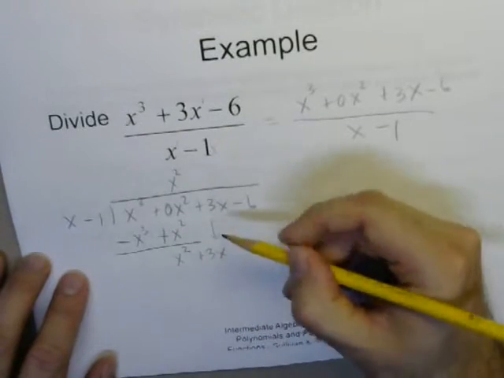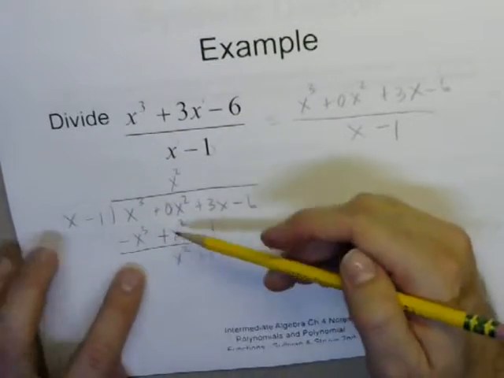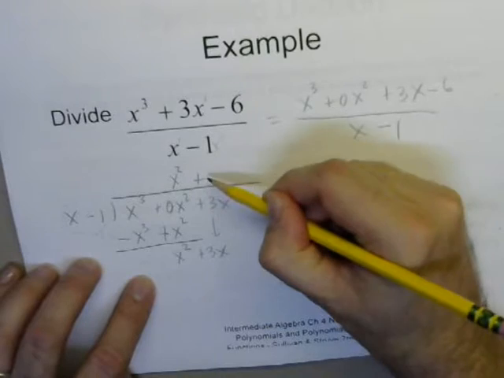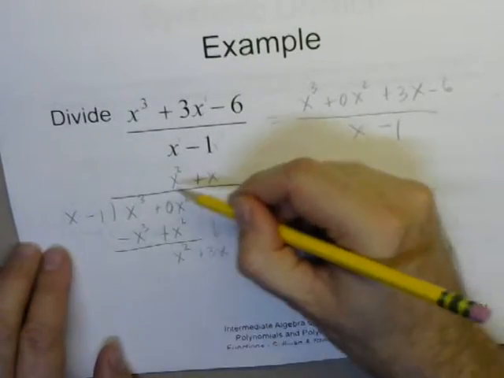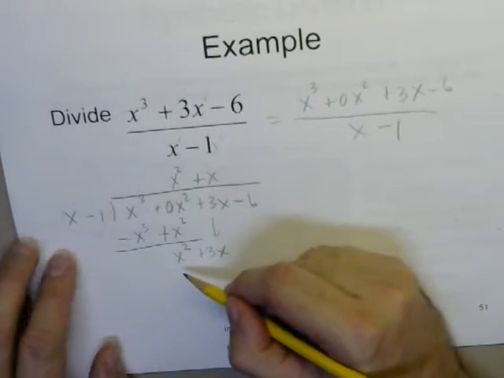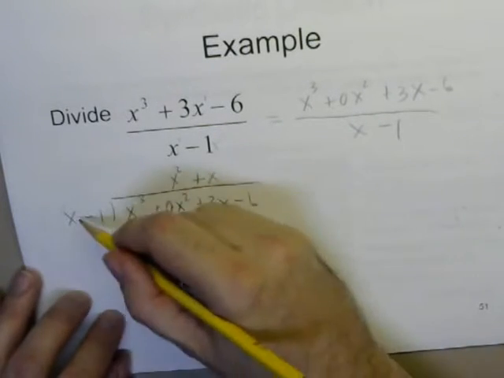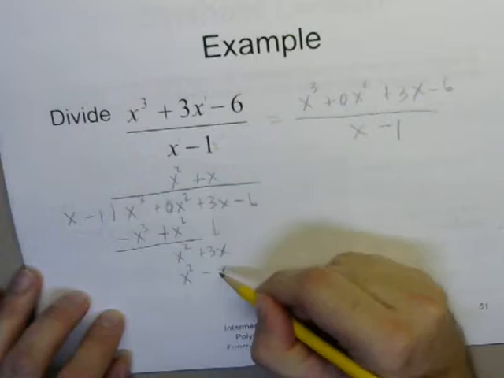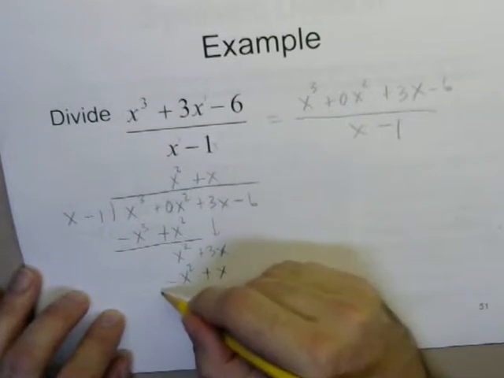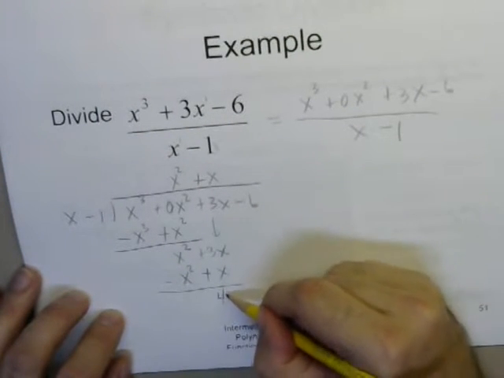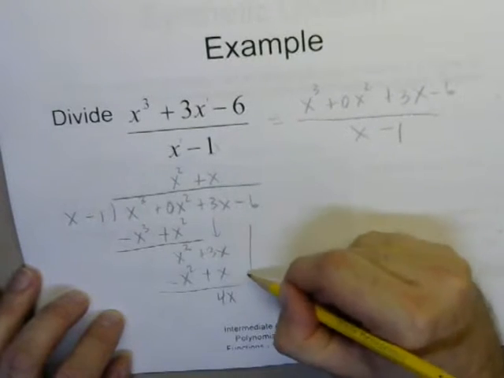And then kind of start over again, right? So what would you multiply x by to get x squared? You'd multiply by x. So take x times x, which is x squared. Then you take x times 1, which is minus x. Sorry about my phone there. So then go ahead and add those together. That'll give you 4x, and then bring down the minus 6.